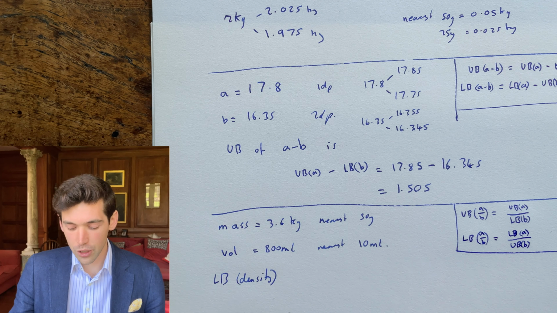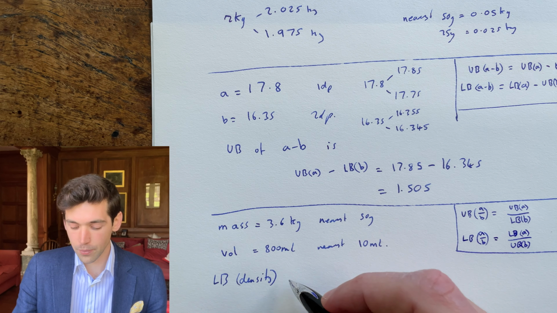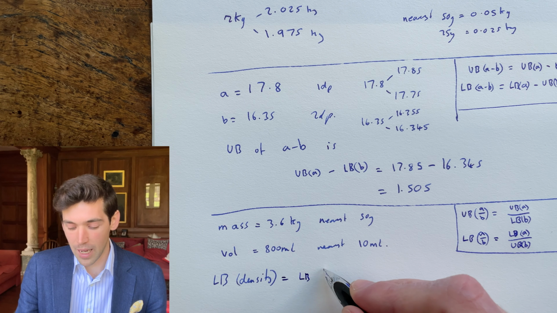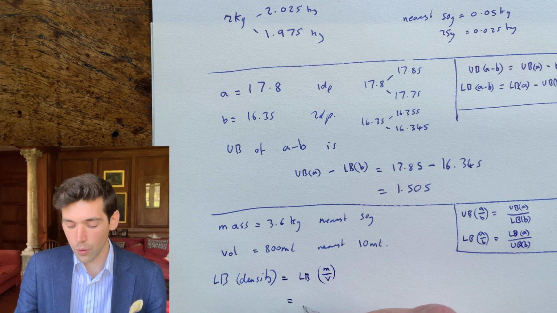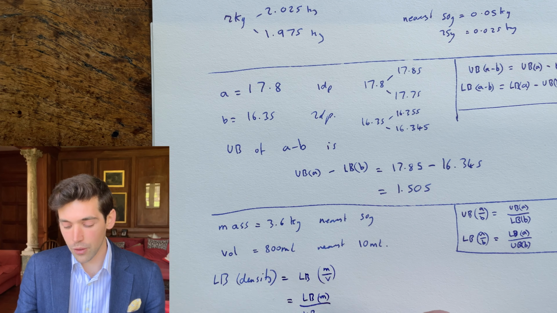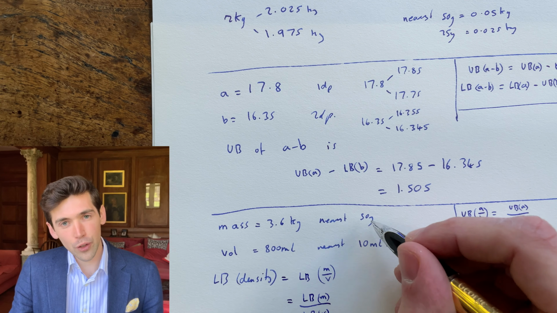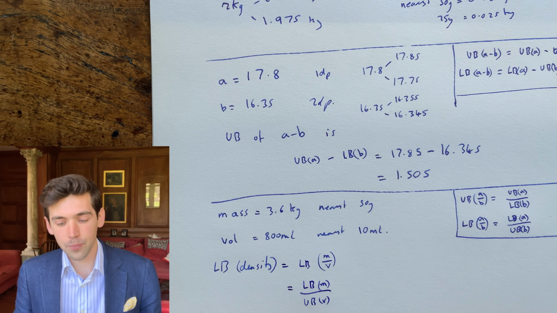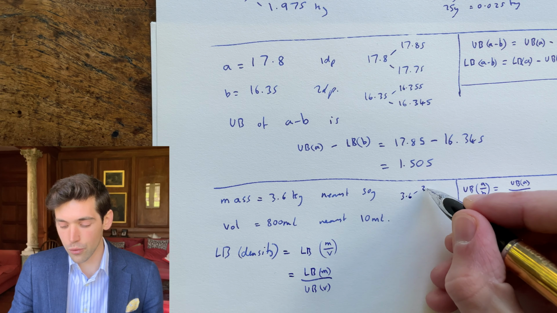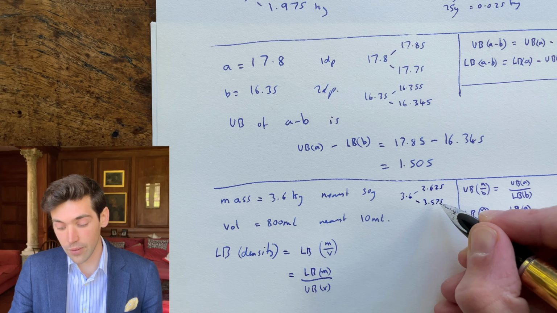Okay. So let's go back to this. And we actually now need to write down what. So lower bound of density is going to be the lower bound of mass over volume, which is going to be the lower bound of the mass divided by the upper bound of the volume. And now let's just work out what those things are. So again, with 50, remember that's 0.025. So this is actually 3.6 goes to 3.625, or let's just write it down, 3.575.